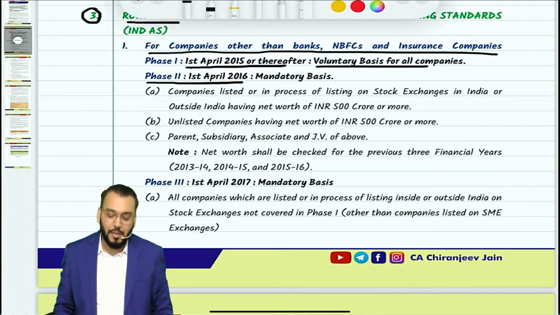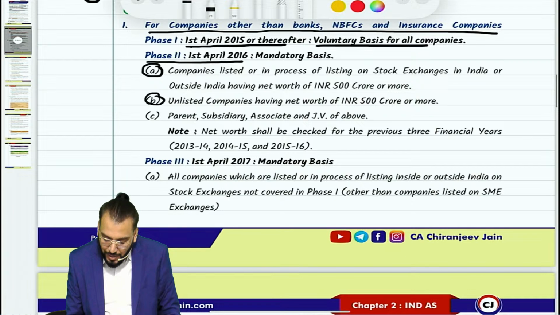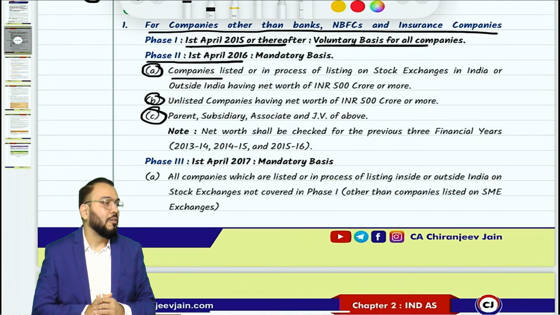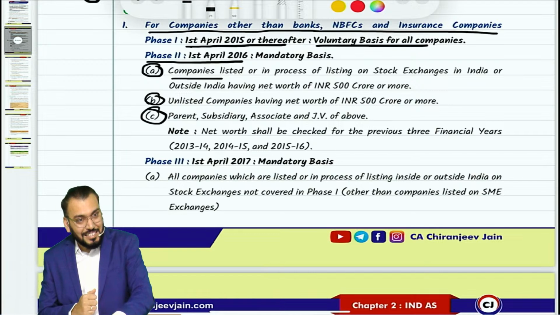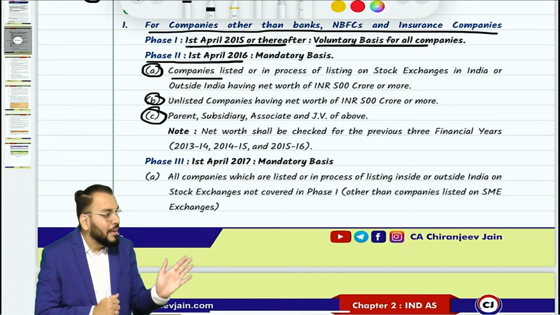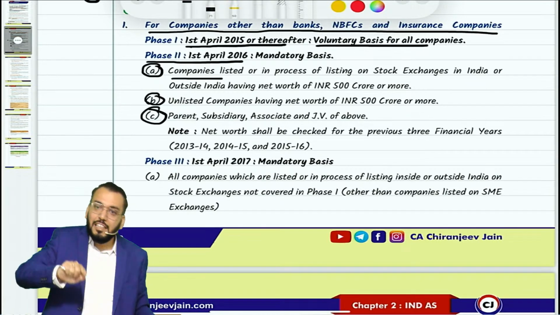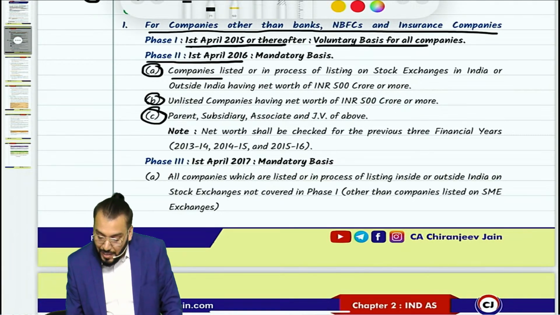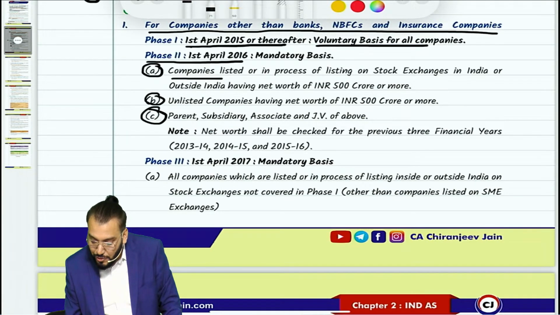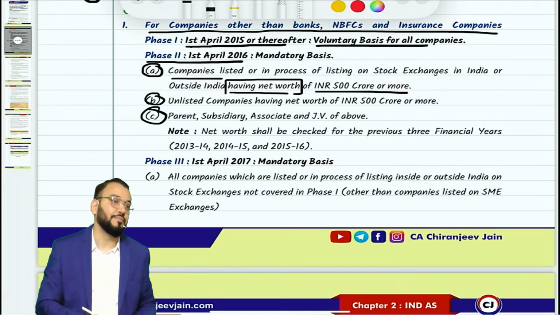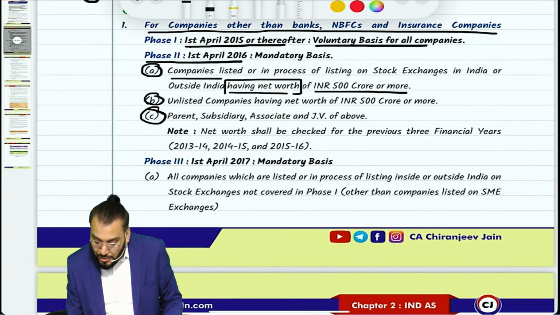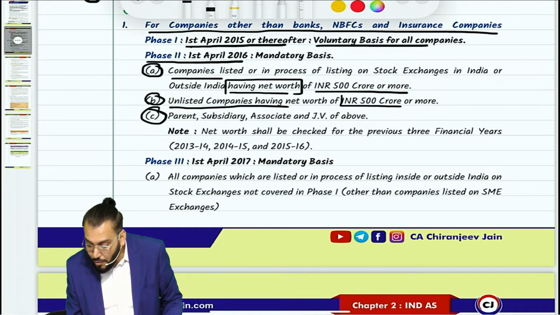So for which companies was it mandatory? You can see point A, point B, point C. It was applicable to all companies which are listed or in the process of listing, either on an Indian stock exchange or any foreign stock exchange, so listed either in India or outside India, having a net worth of 500 crore or more. Correct? It was also applicable to all unlisted companies having a net worth of 500 crore or more.